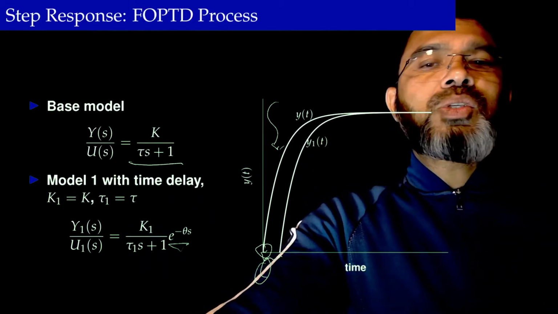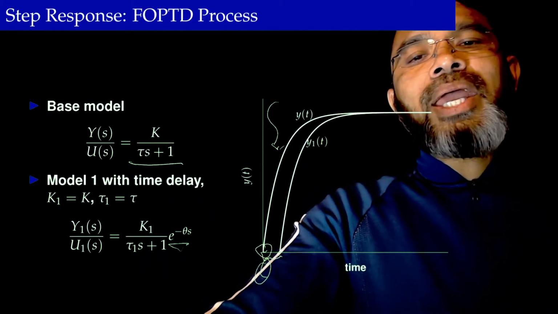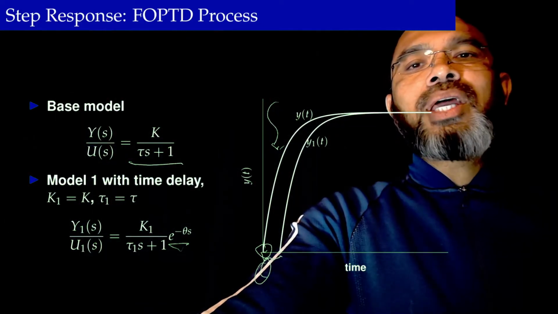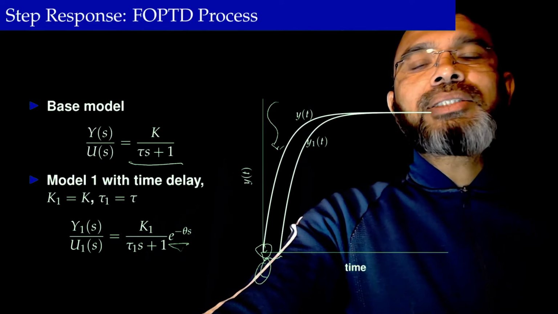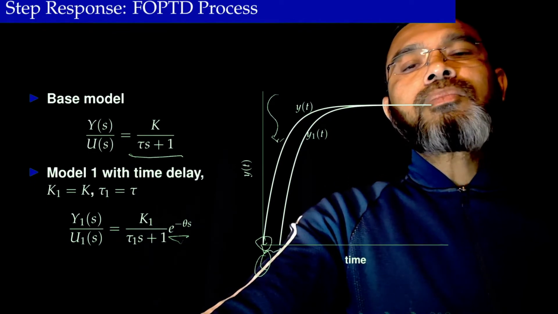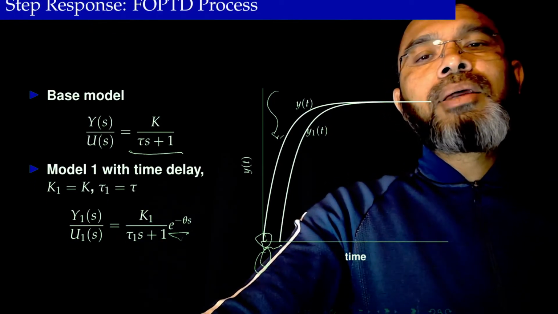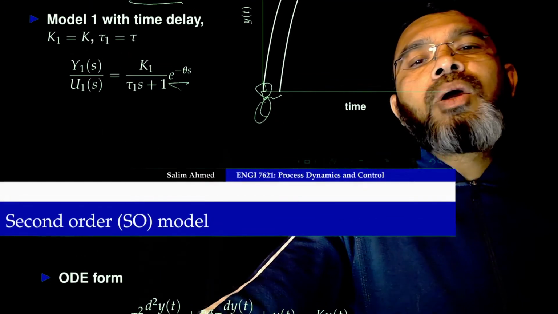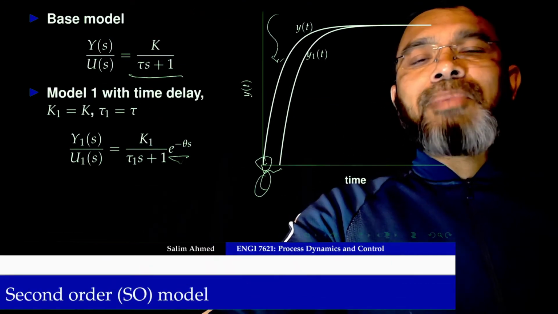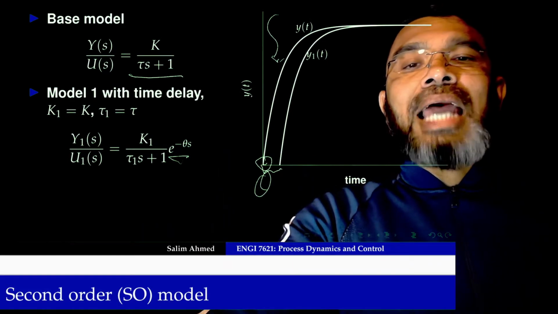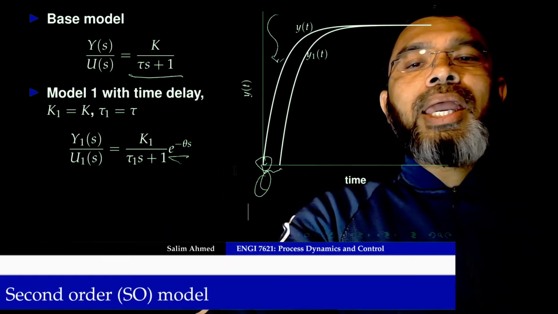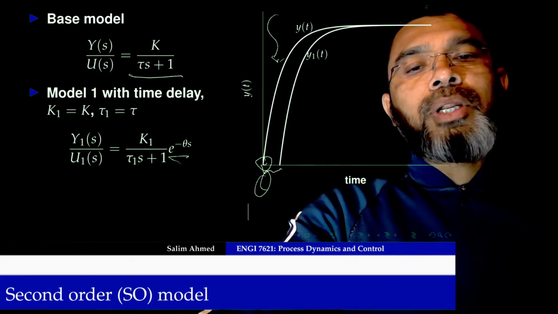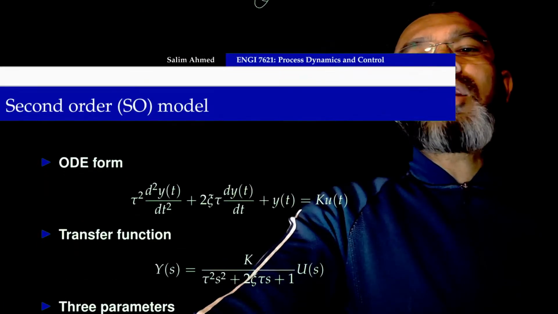So if we have this k, tau and theta, you can get the response for different values and see the effect of these parameters on the response. So that's about the first order model and first order plus time delay model. For the second order model, we will not consider the time delay term explicitly. However, the time delay can be considered in the same way as we have considered the time delay term for the first order model.